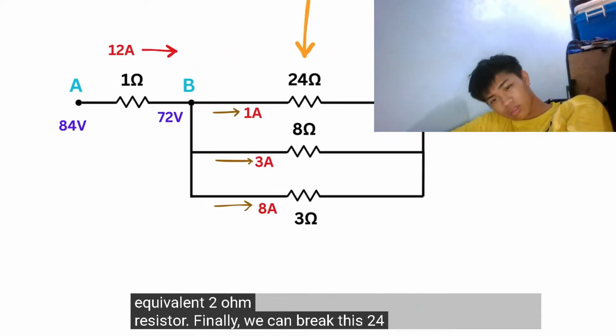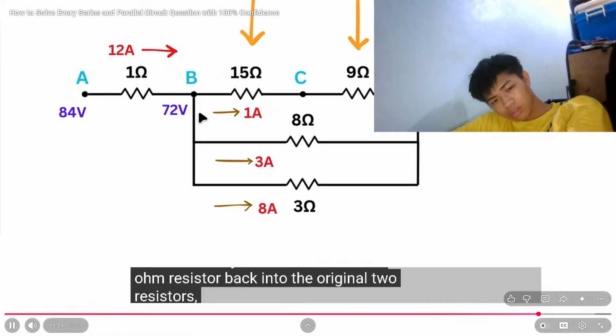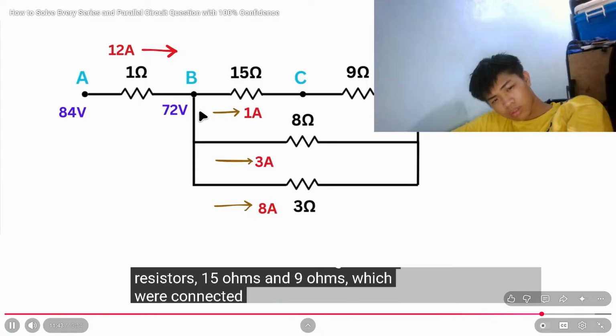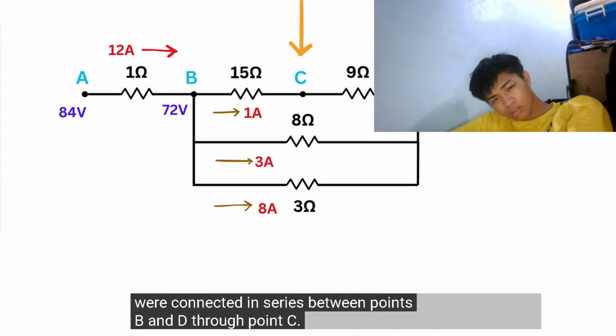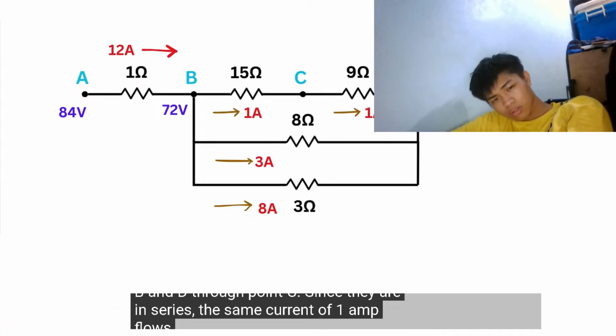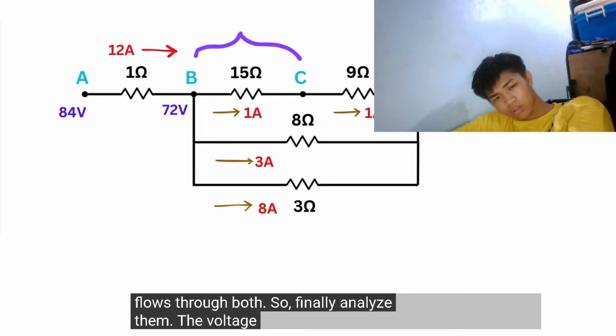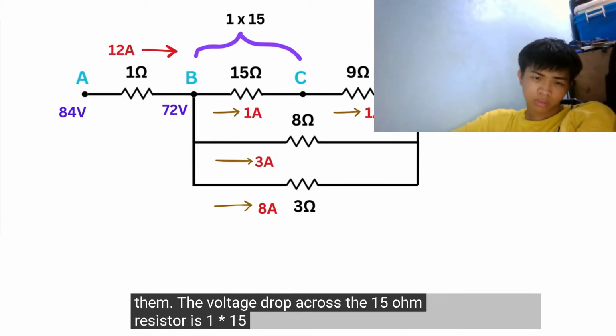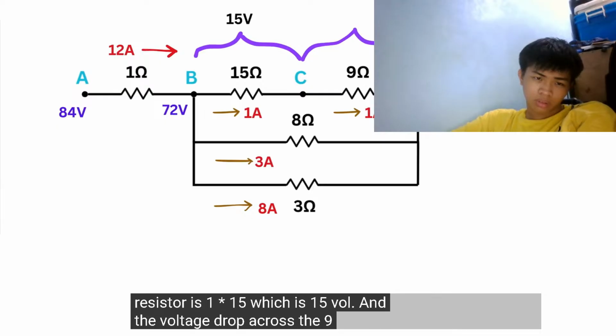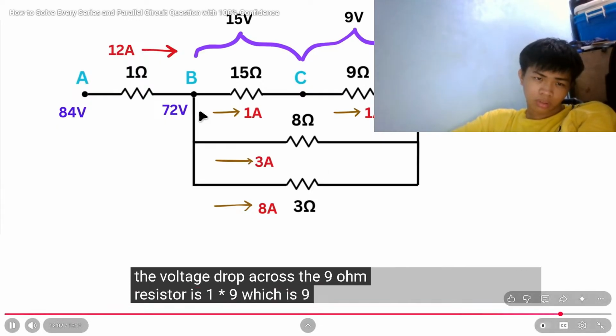Finally, we can break this 24 ohm resistor back into the original 2 resistors, 15 ohms and 9 ohms, which were connected in series between points B and D through point C. Since they are in series, the same current of 1 amp flows through both. The voltage drop across the 15 ohm resistor is 1 times 15, which is 15 volts. And the voltage drop across the 9 ohm resistor is 1 times 9, which is 9 volts.